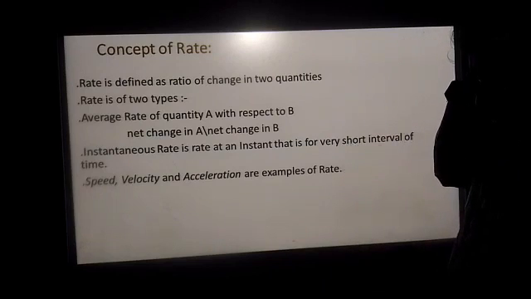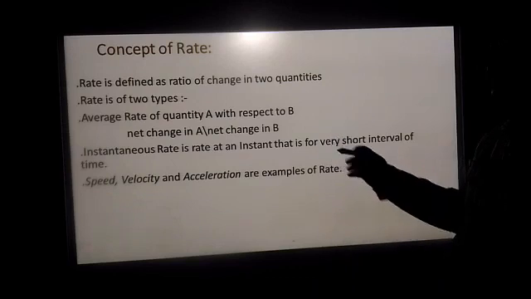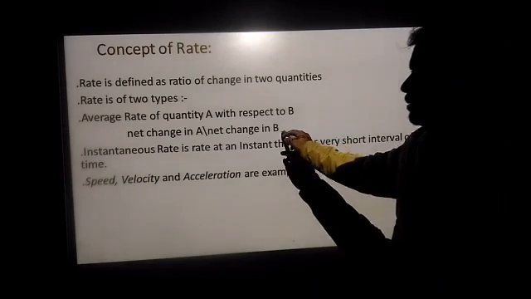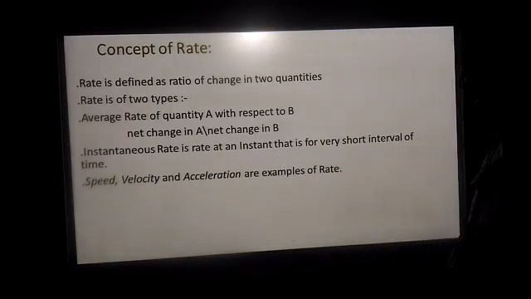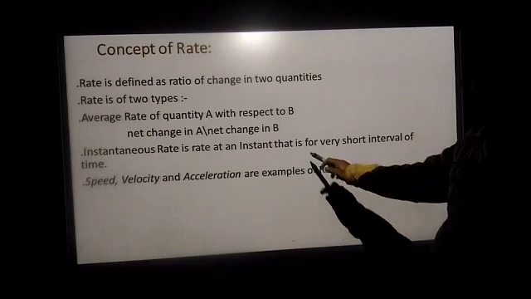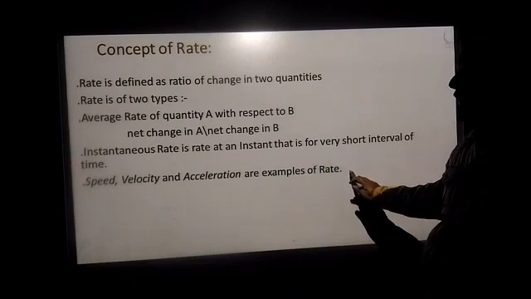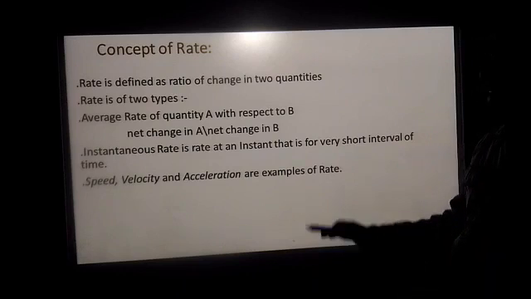There are two types: the first is the average and the second is the instantaneous. Average rate means net change in A with respect to net change in B. And what is instantaneous? It is the rate at an instant, that is, for a very short interval of time. Speed, velocity, acceleration are examples of rate.